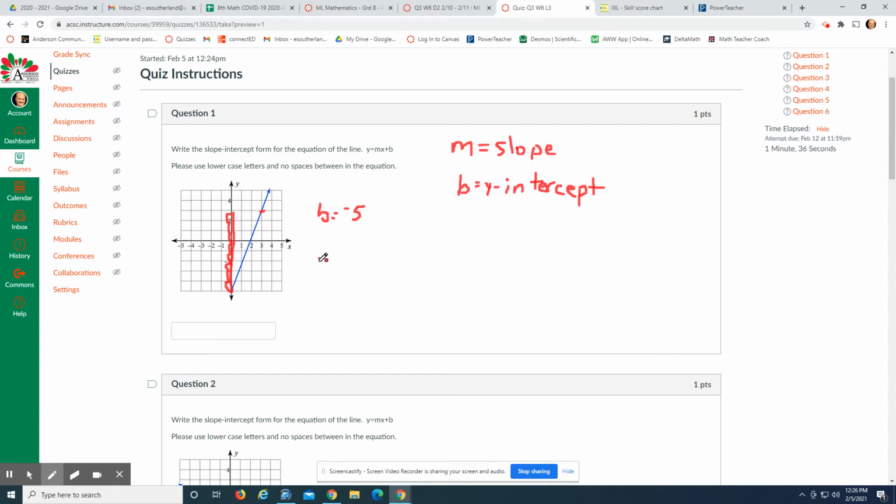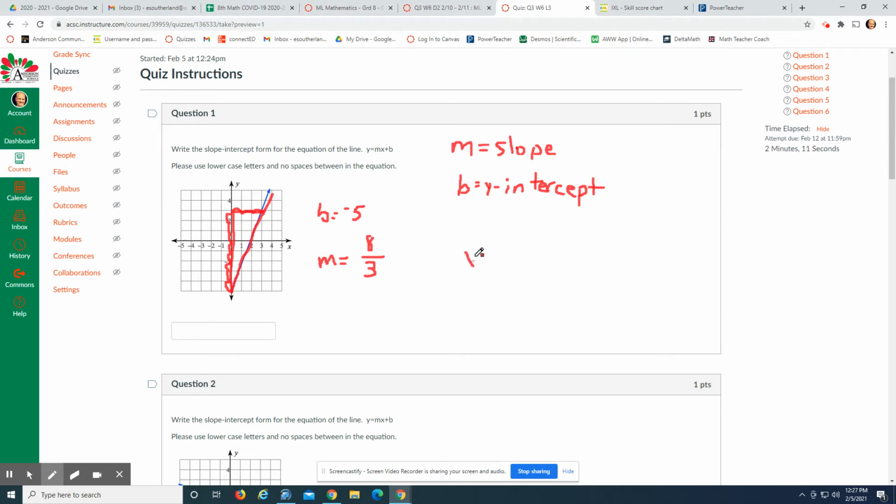So the rise is 8. Remember, slope is rise over run. So the rise is 8. And the run is 1, 2, 3. So our slope is 8 over 3. And then we have to check to see if it's a negative or positive slope. And so what we do is we start on the left side of the graph on the line, and we follow it. And since I'm going up the graph, we know it's positive. If I was to go down the graph, it would be negative.